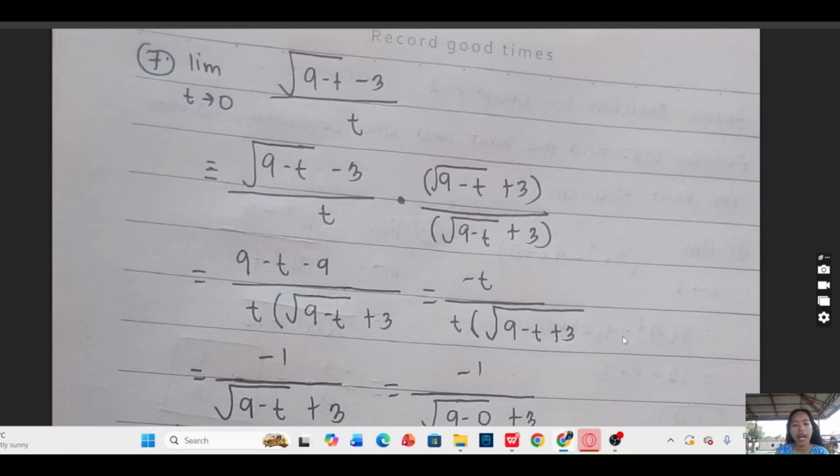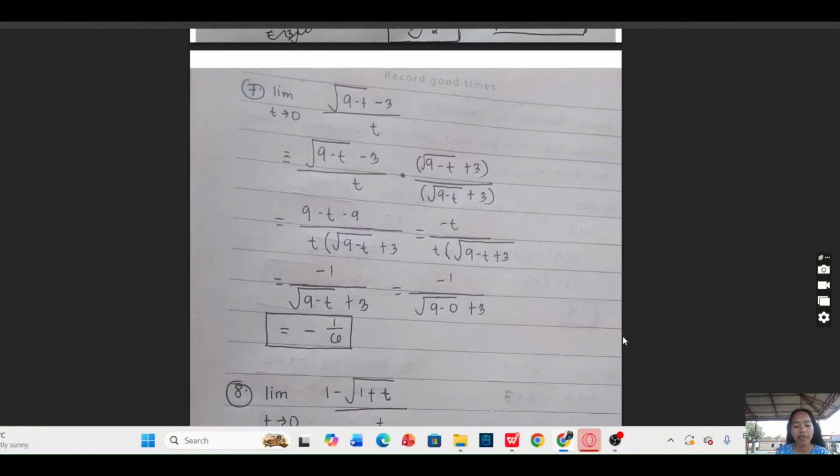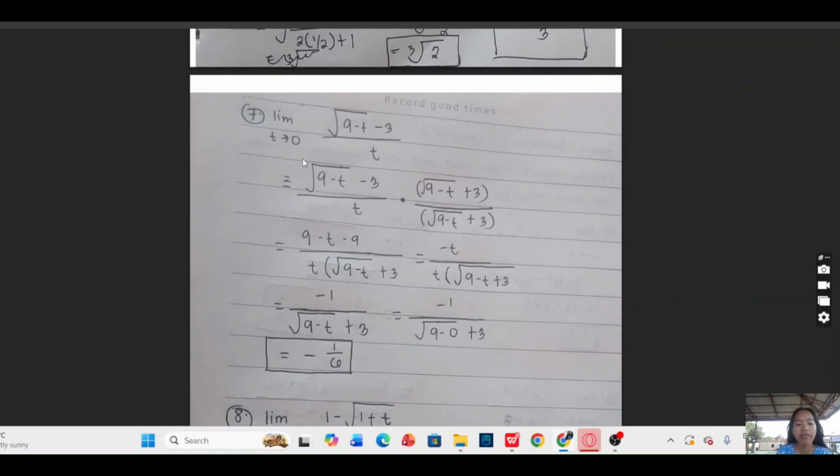So next we have number 7. Our number 7 is the limit of square root of 9 minus t minus 3 over t as t approaches 0. So that would be equal to square root of 9 minus t minus 3 over t, and we can actually rationalize it by multiplying the numerator and the denominator with square root of 9 minus t plus 3 over square root of 9 minus t plus 3.